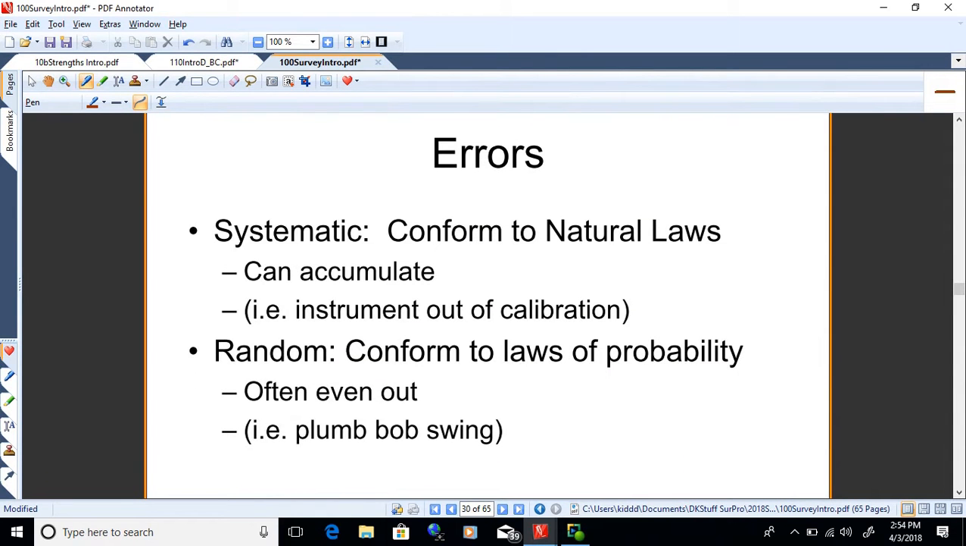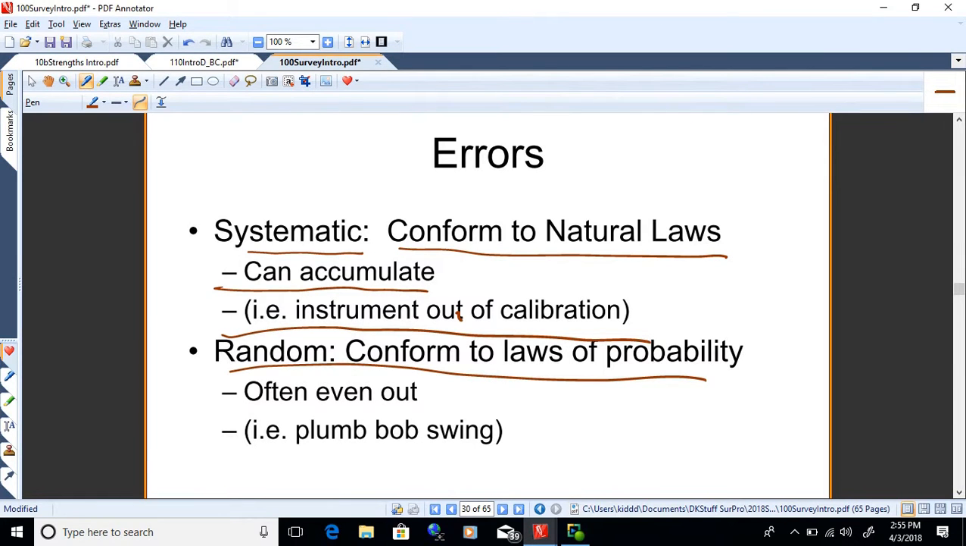Now there's two kinds of errors. There's systematic. Those conform to natural laws. They can accumulate. For example, if it's a hot day and your metal tape is expanded and it's too long, that would get you a systematic error. That tape's a little bit too long when it measures.